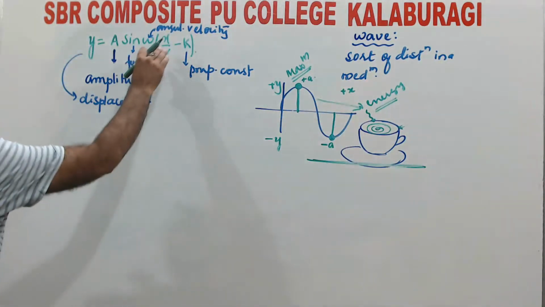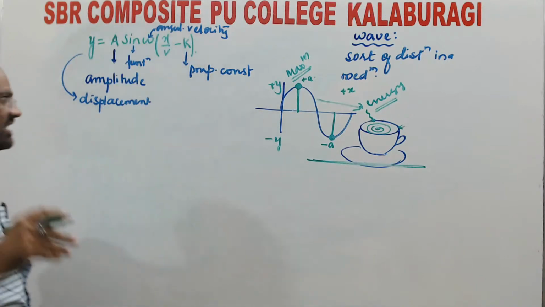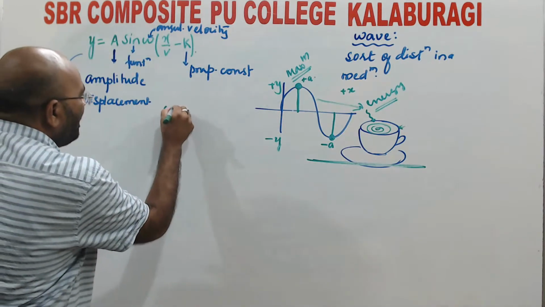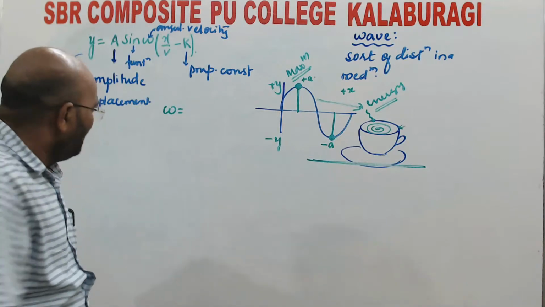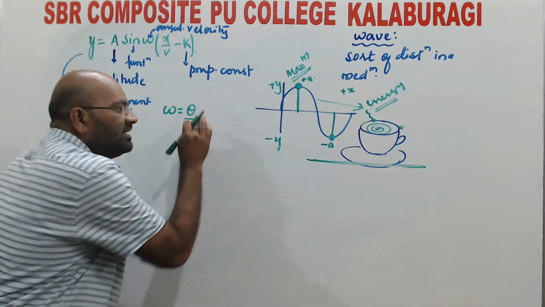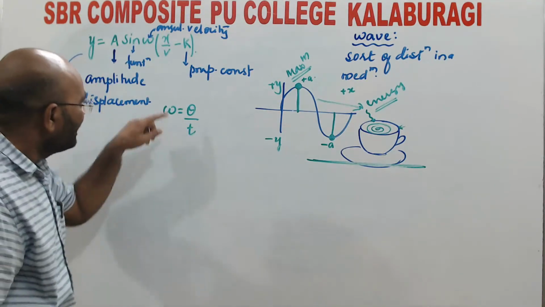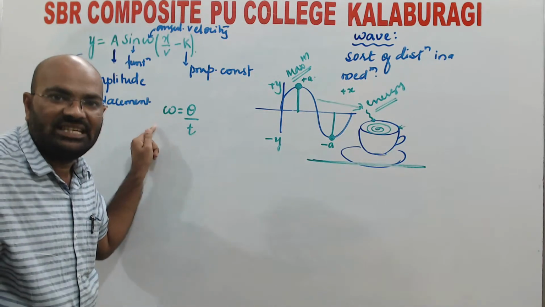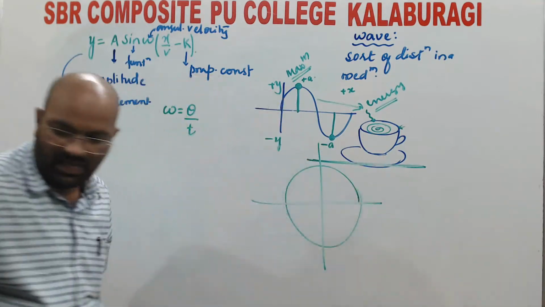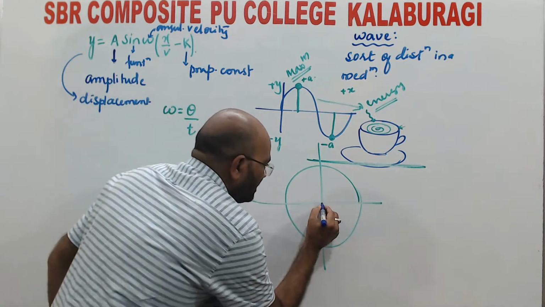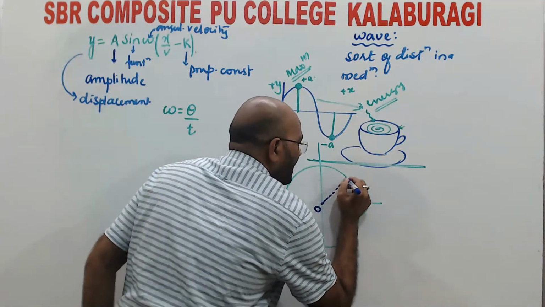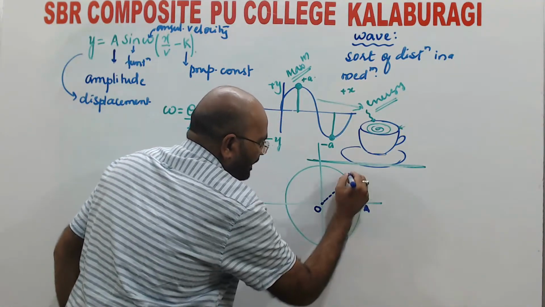Okay. Now this is a given condition, and everybody is thinking, what is this angular velocity? Angular velocity omega is equal to angular displacement by time taken. Angular displacement divided by time taken is called angular velocity. So imagine a particle is moving in a circle. This is the point we call O. Then here a particle is obtained. See, this is O, A, B.